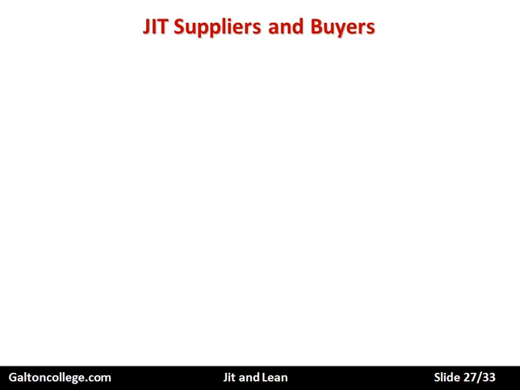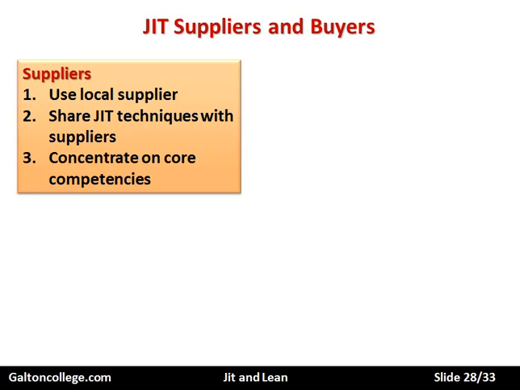Now, suppliers and buyers. Well, the suppliers: use local suppliers if possible. No point in having the item coming from the other end of the country. That's a waste of transport as well. But try to use local suppliers, depending on the price, depending on calculations, but local suppliers would be best because they are more flexible and they're near hand, and there's a better possibility of working with them in a JIT situation. And share the JIT techniques with the suppliers.